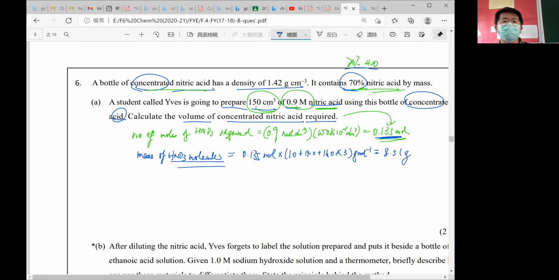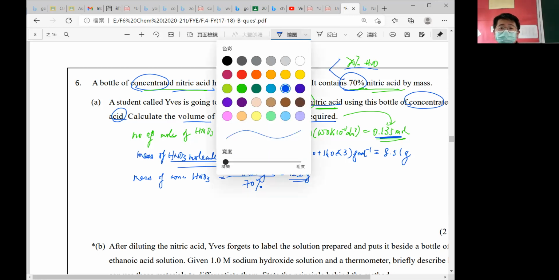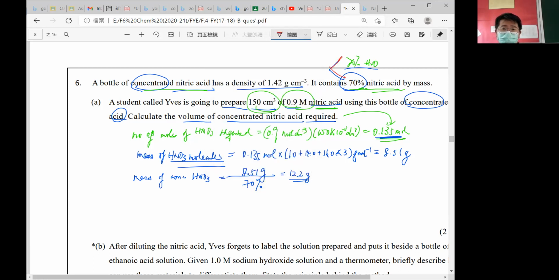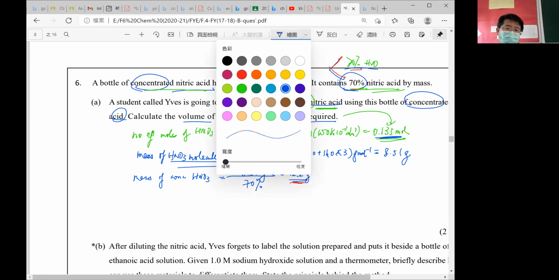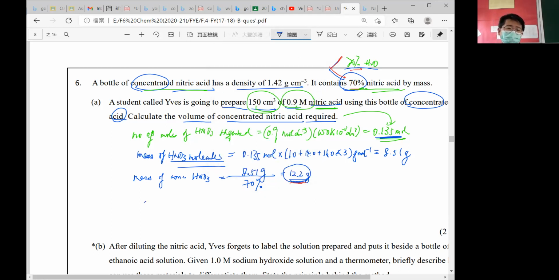But indeed, the concentrated acid also contains 30% of water. So you are going to project to the mass of concentrated nitric acid by dividing this by 70%. Do you get my point? By doing so, you can get a larger number. The mass will also cover the mass of water. You want to have this, so you take this data. Because of that data, you may get to know the volume of the concentrated acid required.